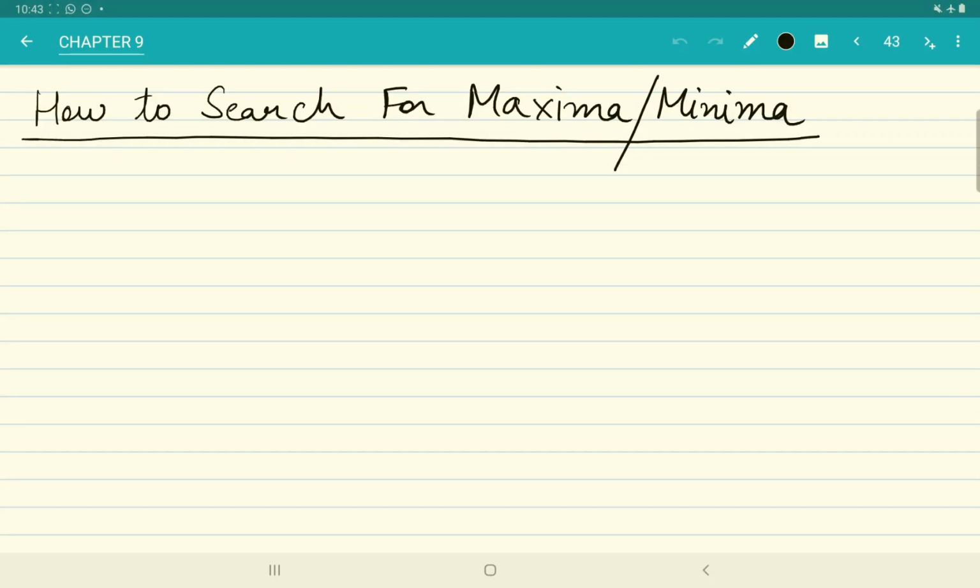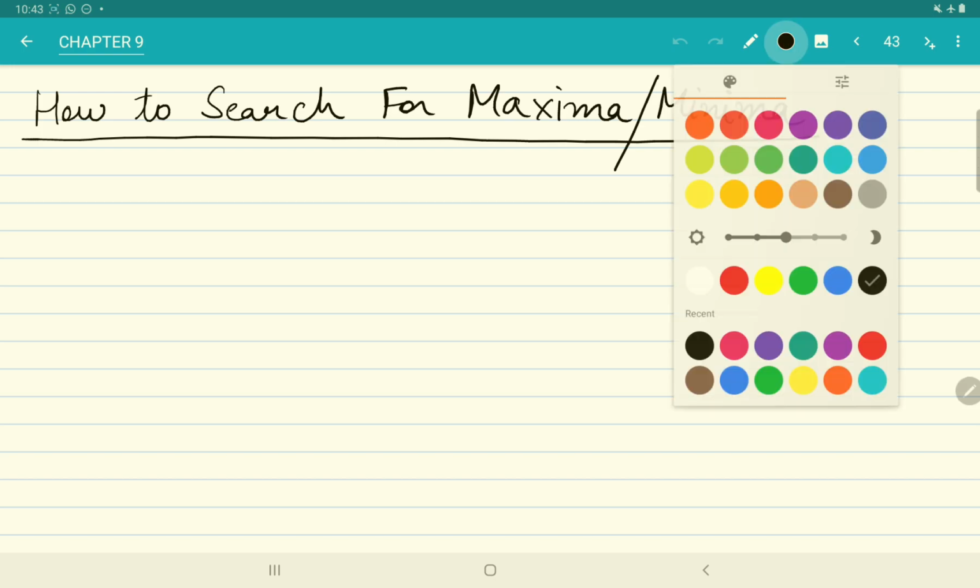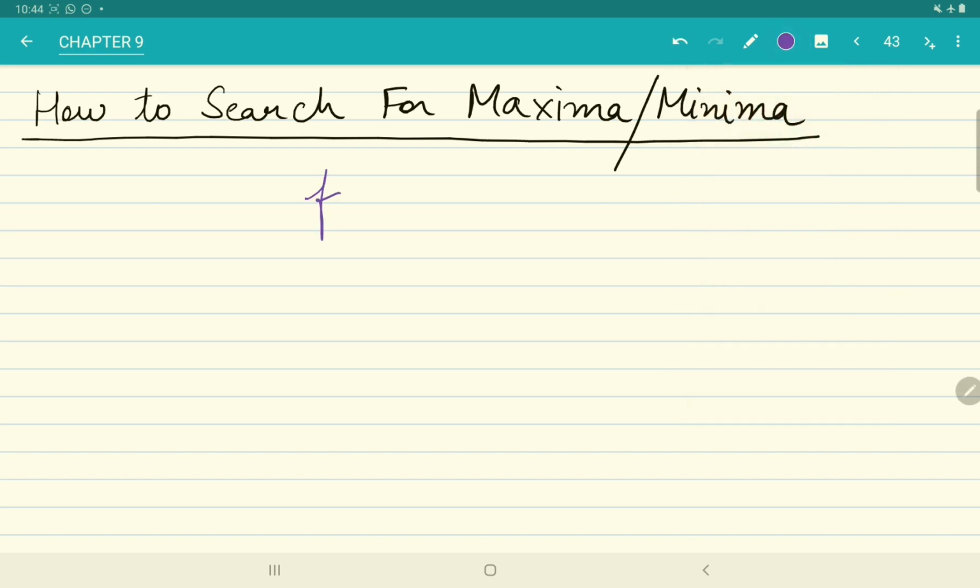So how to search for maxima or minima? How to search for those points at which the function attains either its maximum value or its minimum value. So we suppose here that we have a function f, and this function has a maximum, or let's say this function has a minimum in a bounded interval, and we can also think of the function having both maximum and minimum in that bounded interval.